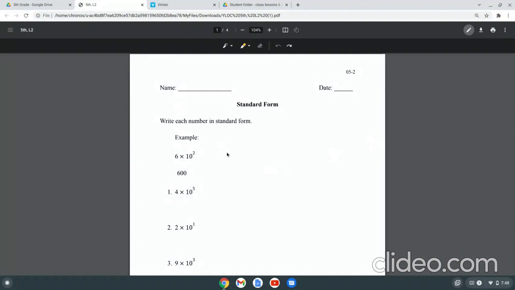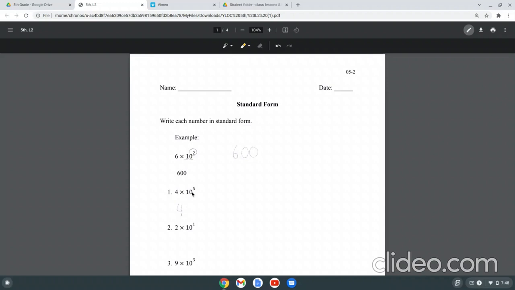So here's an example: 6 times 10 with the exponent of 2, or power of 2, that'll be 600. An easy way you can remember this is since it has an exponent of 2, that means there'll be 2 zeros, especially when the 10 is here. This is only correct if there's a 10. So 2 zeros, 600. Let's try to apply it here.